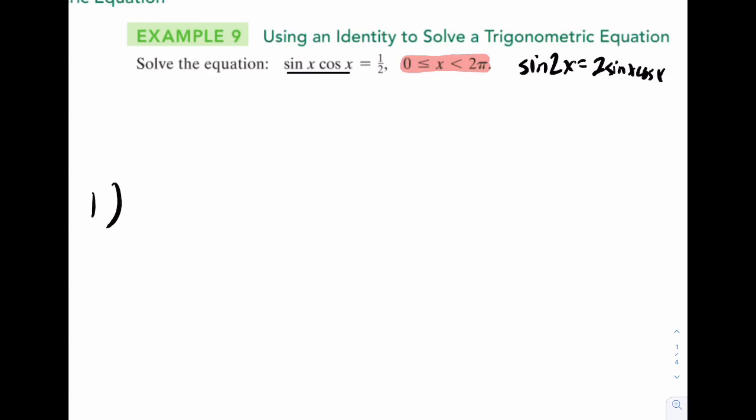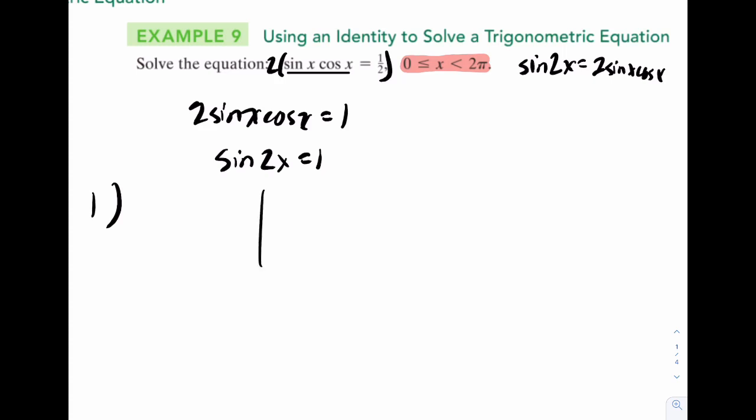So what we're going to do, let's multiply this whole equation by 2 to make it look like our double angle. So 2 sine x cosine x equals 1. Now use the identity in reverse. This is sine 2x equals 1. And now we can solve it. This is like what we did last time. We're going to draw 2 circles. Sine hits 1 at 2 places, here. So we're looking for 2 answers.